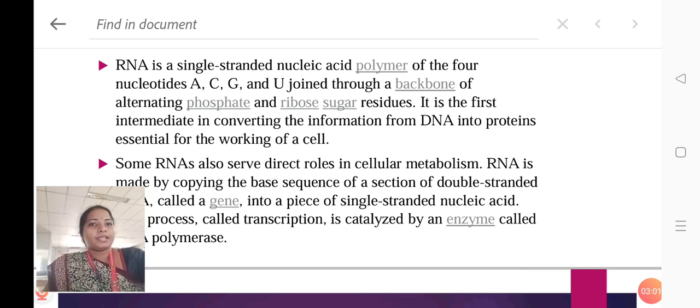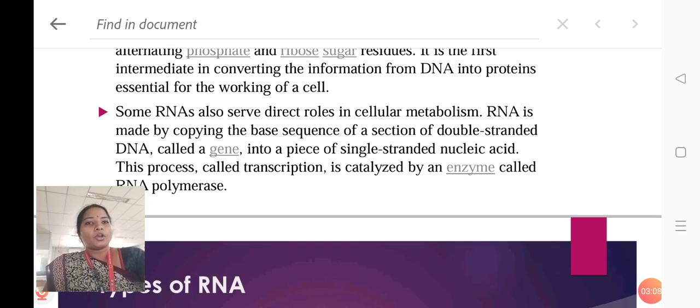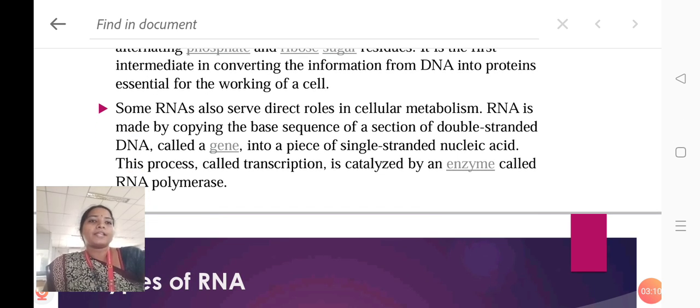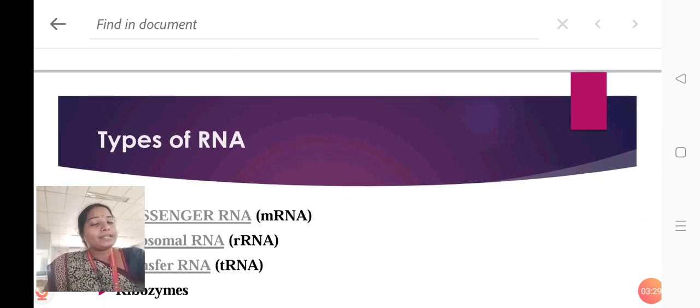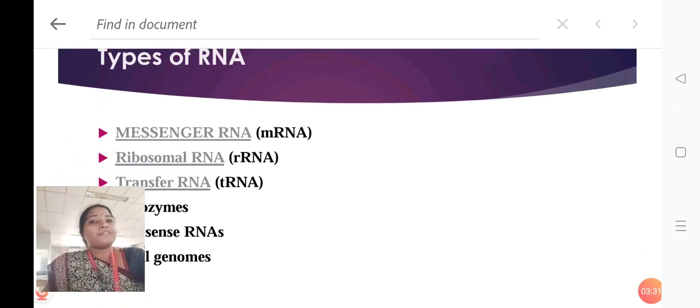It is the first intermediate in converting the information from DNA into proteins essential for the working of a cell. Some RNAs also serve direct roles in cellular metabolism. RNA is made by copying the base sequence of a section of double-stranded DNA called a gene into a piece of single-stranded nucleic acid. This process, called transcription, is catalyzed by an enzyme called RNA polymerase. This is a very main and vital component for RNA.